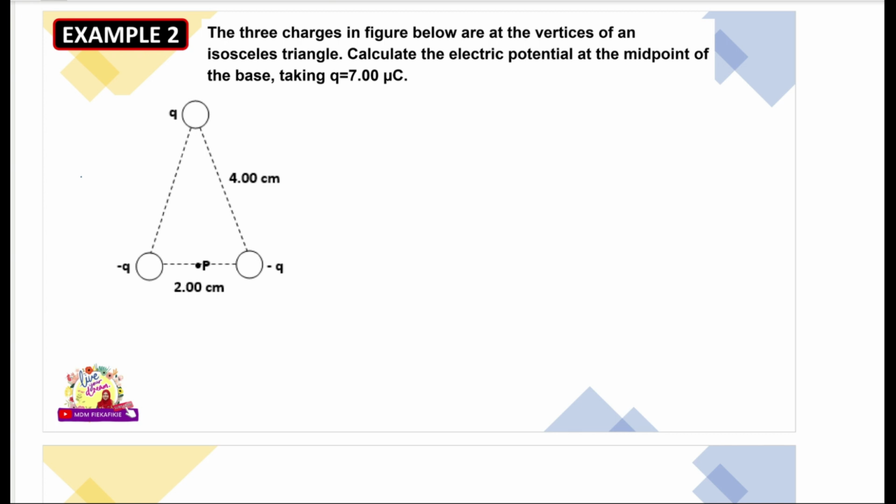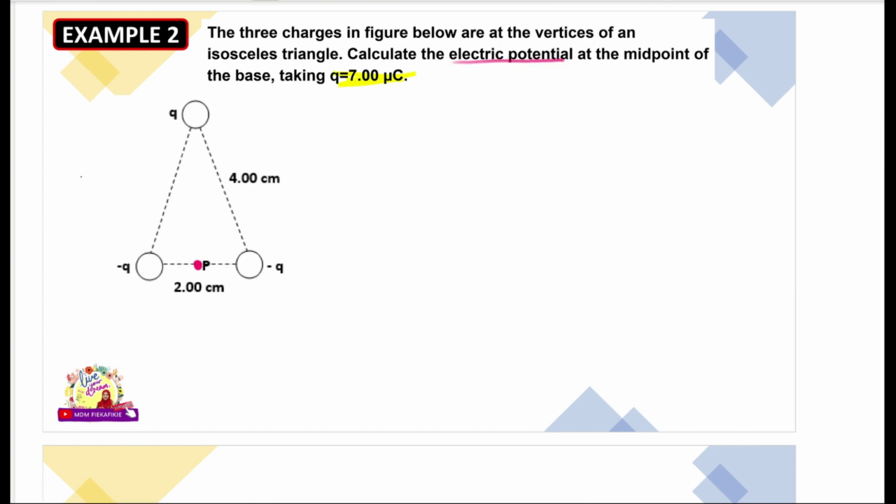So here we have 3 charges, and calculate the electric potential at the midpoint of the base. Kita ada P dekat sini, taking Q is equal to 7 microcoulomb. So this is point P here. Bila saya nampak soalan macam ni, kita nak kira electric potential at point P.